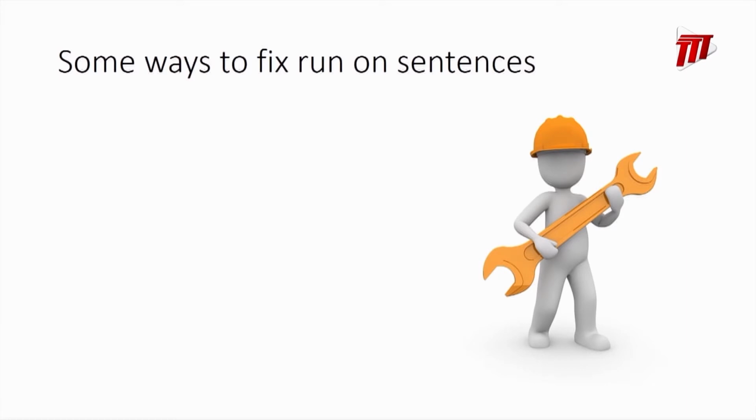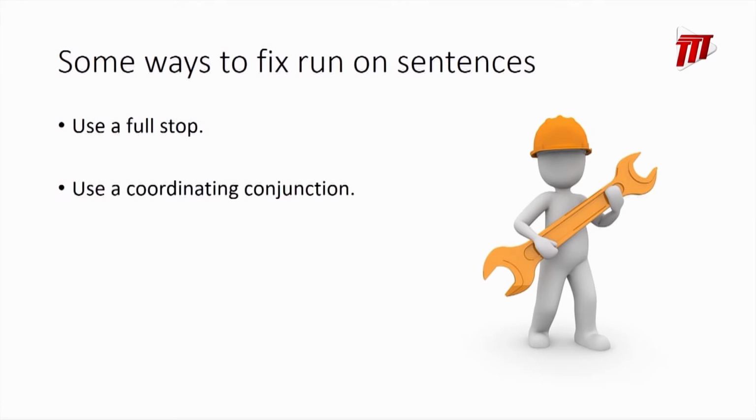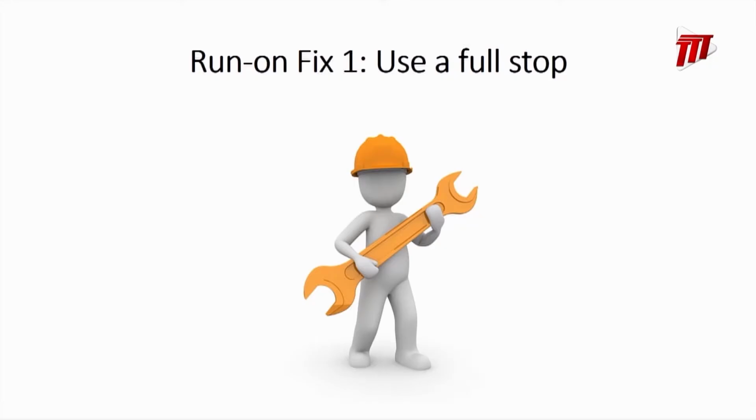So, in the next few lessons, we're going to look at some ways that we can fix run-on sentences. One way is that you can use a full stop. Another way is that you can use a coordinating conjunction, and yet another way is by using a subordinating conjunction. These words sound very big and fancy, but I'll take you through it, don't worry. So the first fix for a run-on sentence, and the easiest fix really, is to use a full stop.